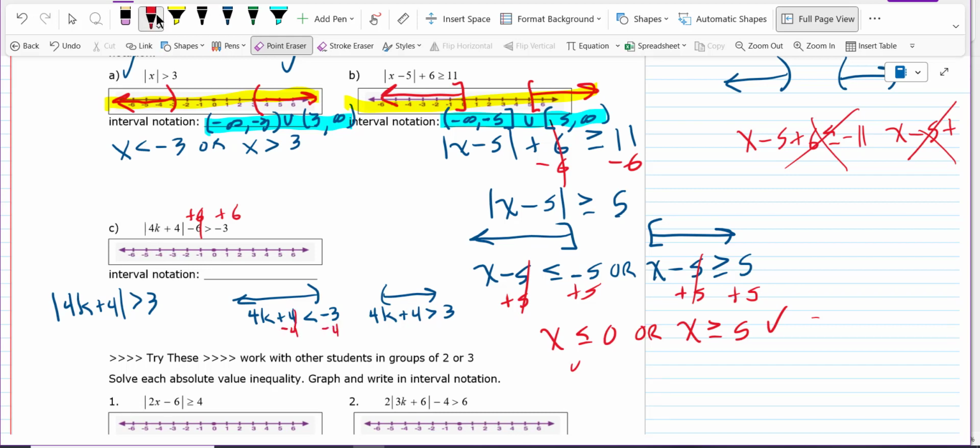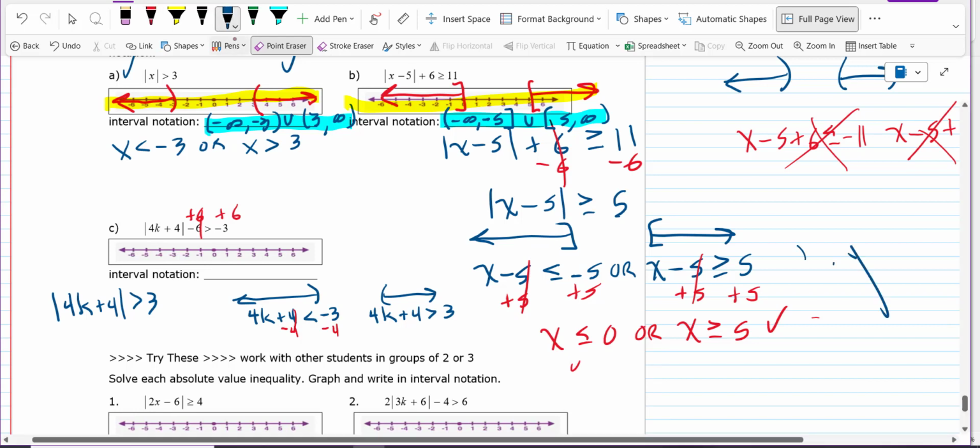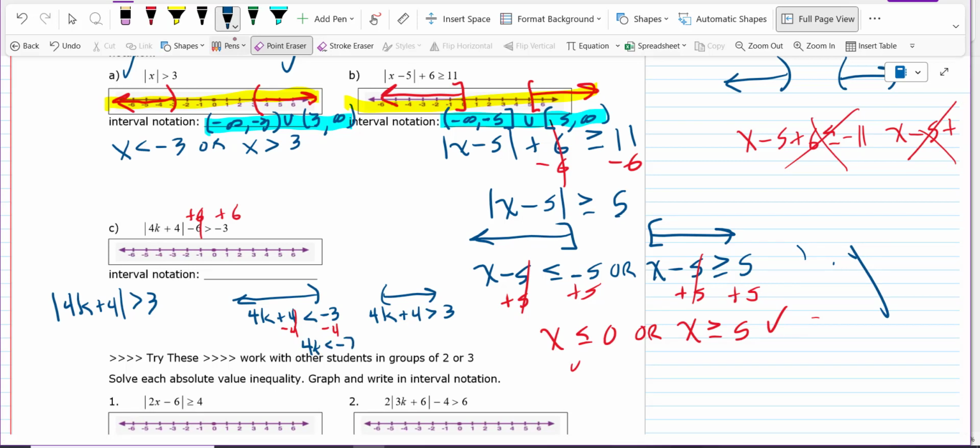Over here, subtract 4. From here, you're going to end up getting 4k is less than -7. Divide by 4, and one of your solutions is k is less than -7/4. Same thing over here, subtract 4, you're going to get 4k greater than -1. Divide by 4, you're going to get k greater than -1/4.